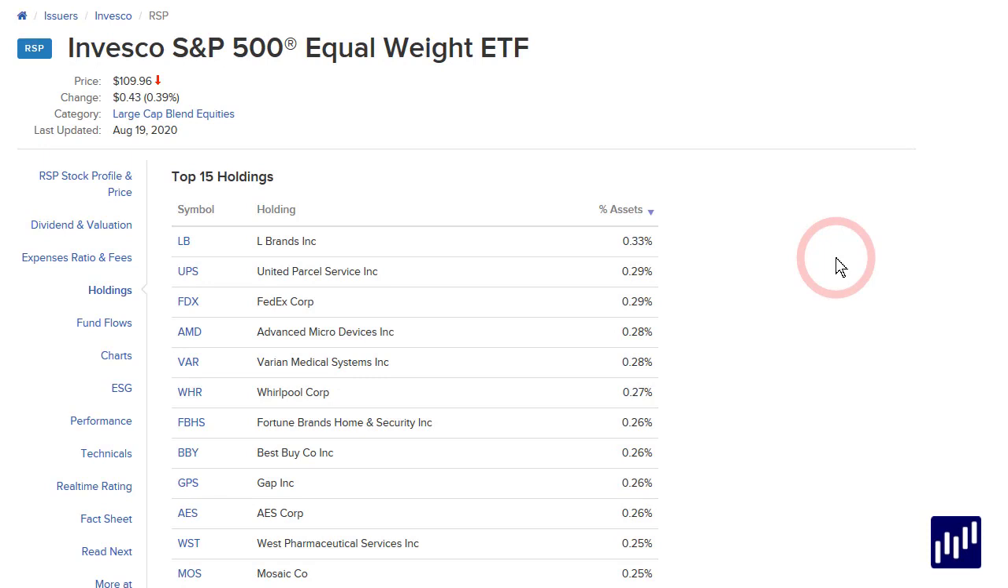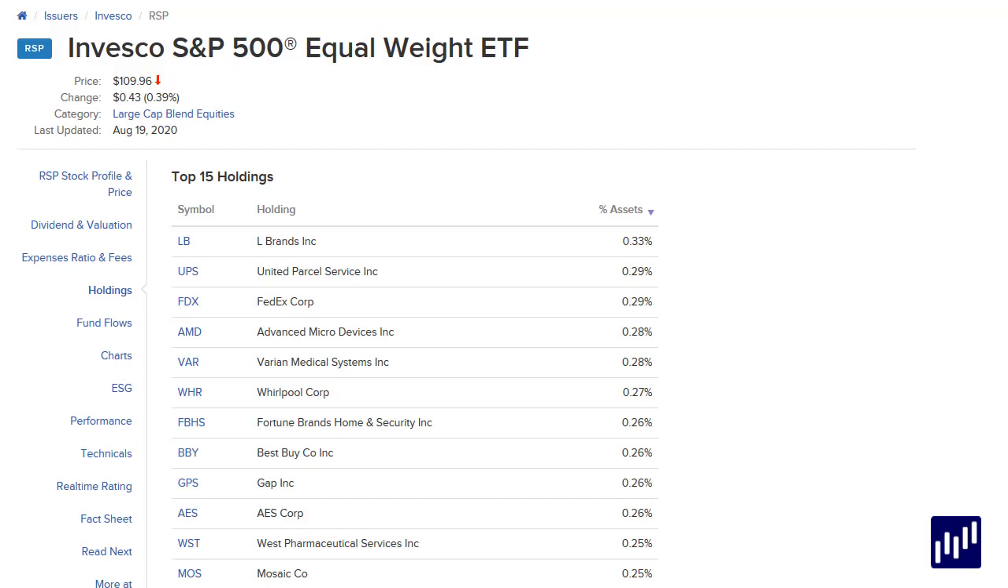So we're going to start off by looking at the weightings within the S&P 500 equal weight SPDR. And this is an important benchmark because whereas the S&P 500 SPDR SPY weights its components according to market cap, which means the big four account for over 20% of the ETF. Technology is like 27% of the ETF. The S&P 500 equal weight ETF has a completely different profile when you look at the sector weighting.